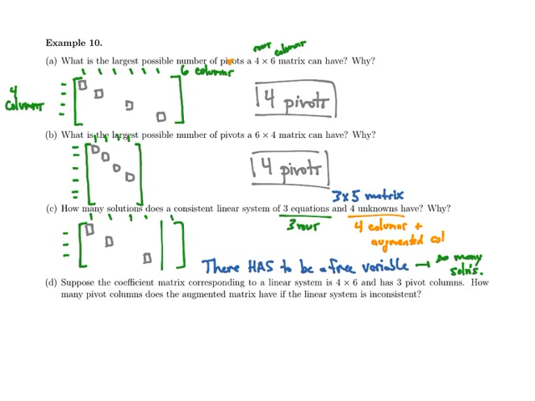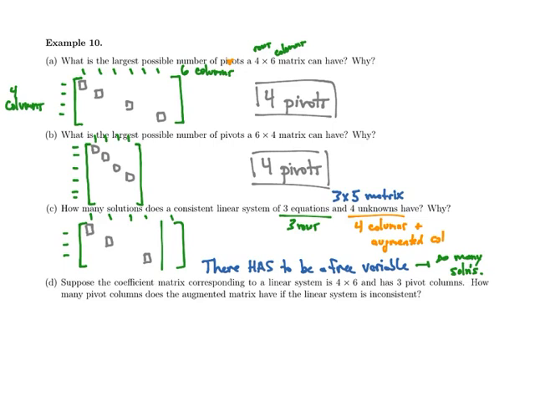Okay, and you can play around with that. Try to create the pivots so that every column does have a pivot. The 4 variables do, but you will never be able to get it unless you have some kind of inconsistent system.